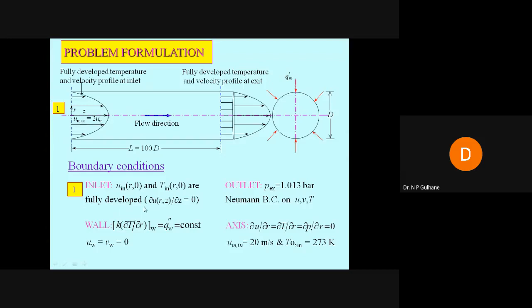What is meant by fully developed? The derivative of the u profile. If I take this u profile in the r and z directions, this fully developed profile remains unchanged in the z direction. This is the z direction, this is the r direction. So del u by del z: this profile remains constant, so the derivative of this constant is 0. Therefore, this profile remains unchanged as it is.